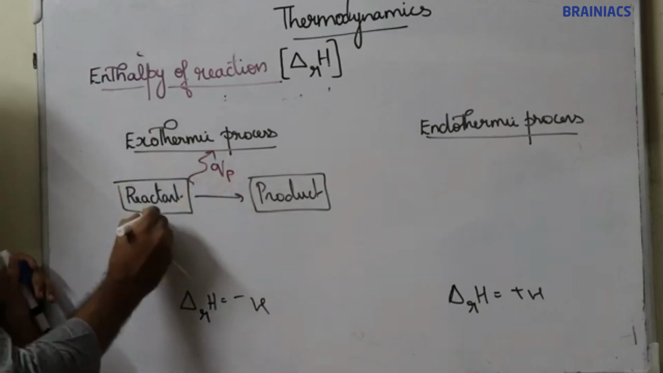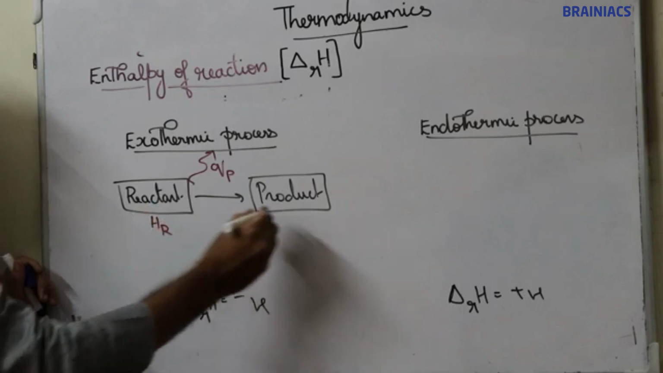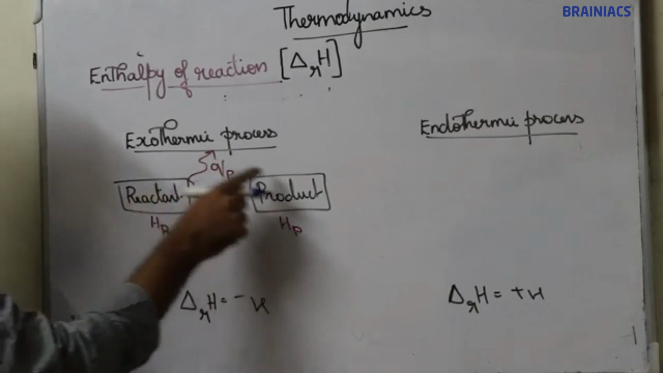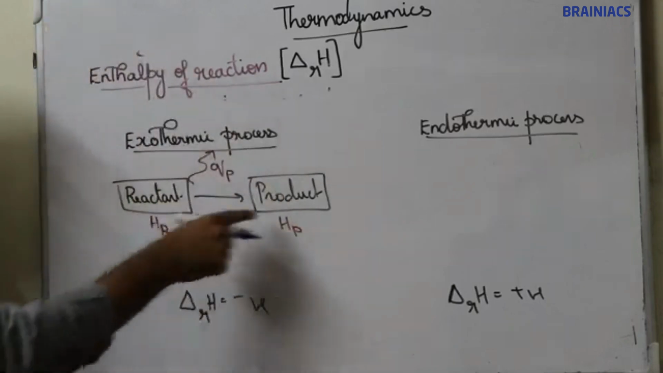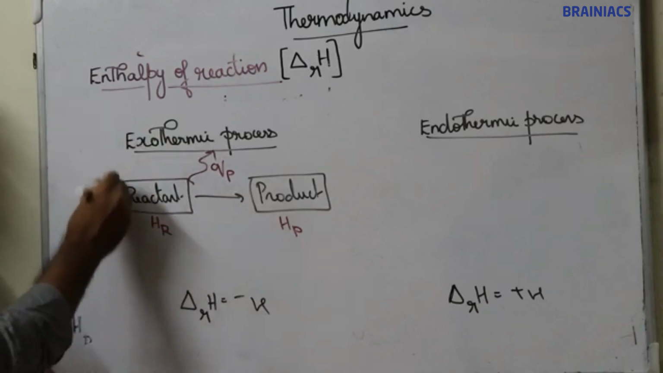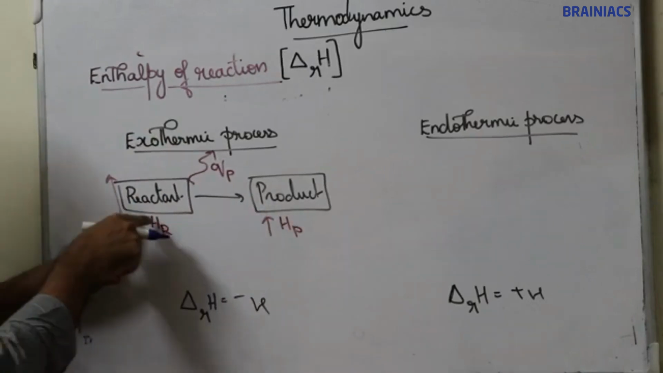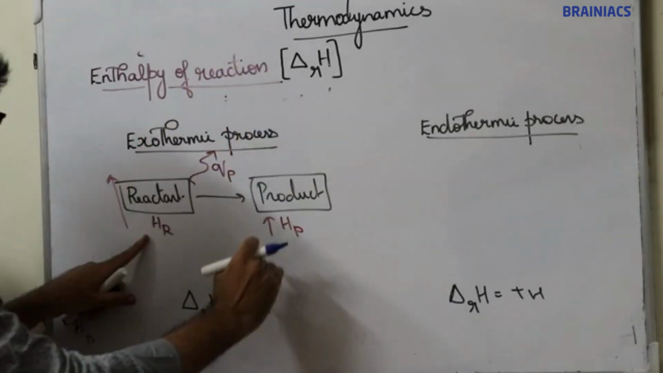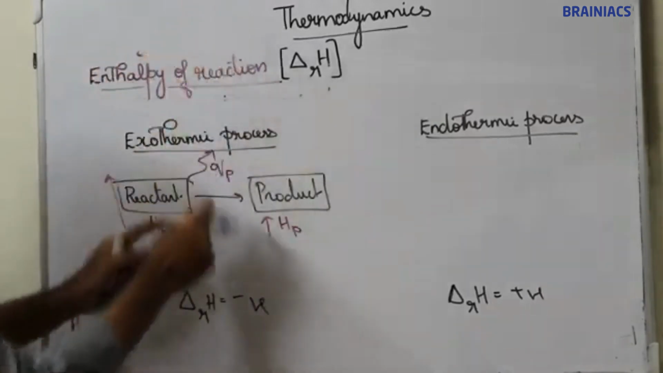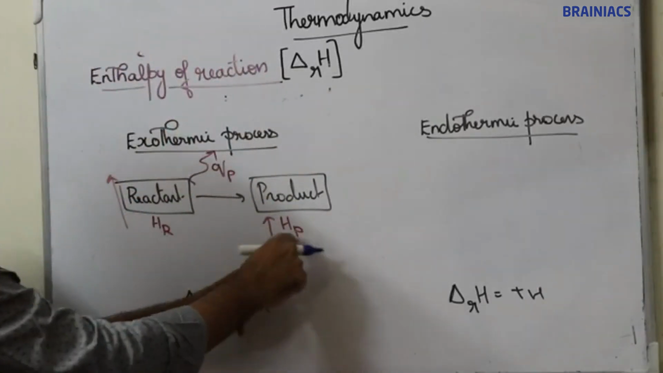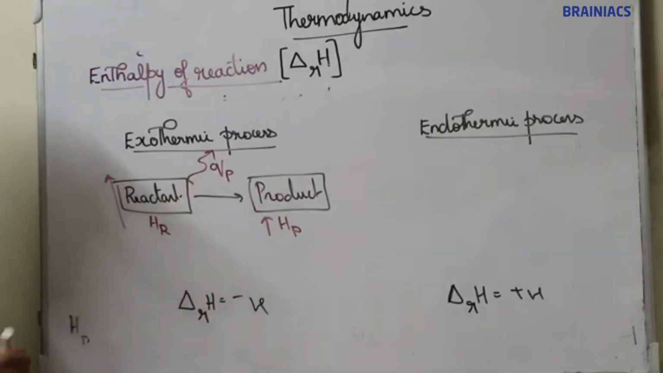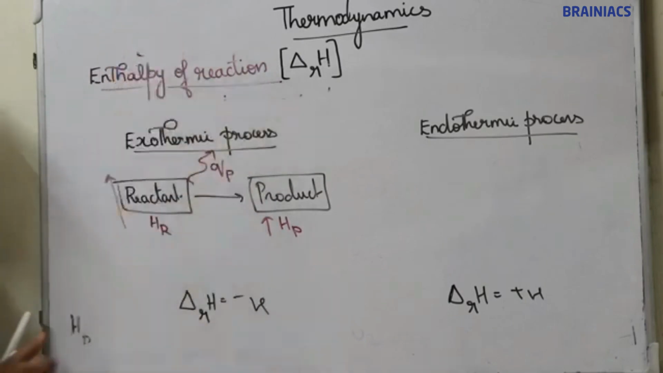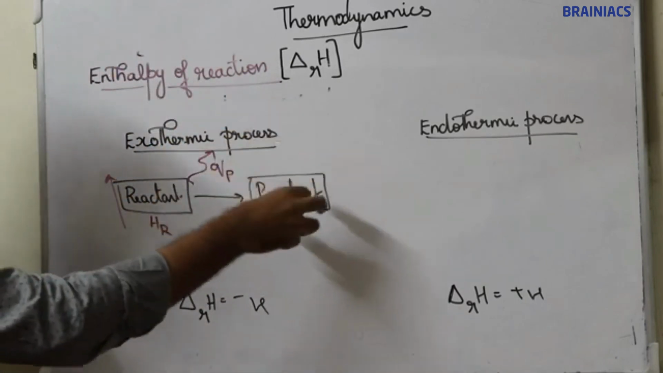Let the enthalpy of reactant be HR and the enthalpy of product be HP. Now we know that when a reactant converts to product by releasing heat energy, this indicates that the enthalpy of reactant is greater than that of product, because the reactant is liberating heat energy, so the energy of product will be less. So in the case of an exothermic reaction, that is a reaction where heat is released, the enthalpy of reactant is greater than product.